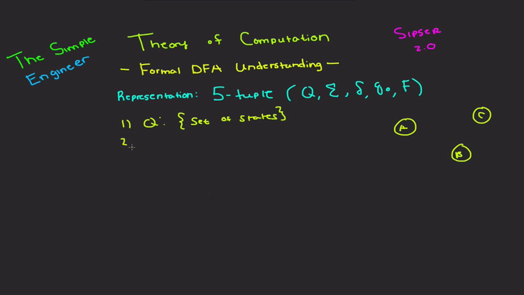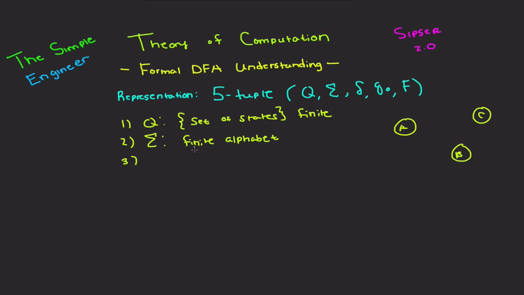So that is Q. Sigma is the language that is accepted by the DFA, and what we say is it's the finite alphabet. So there's some finite set of information that we can feed into the state. Likewise, previously, this is a finite set of states, right? So you can't have infinitely many states in a DFA. There is a finite number that can exist.